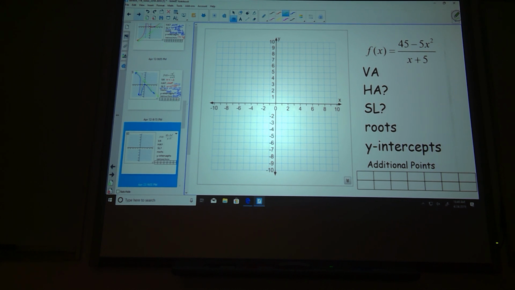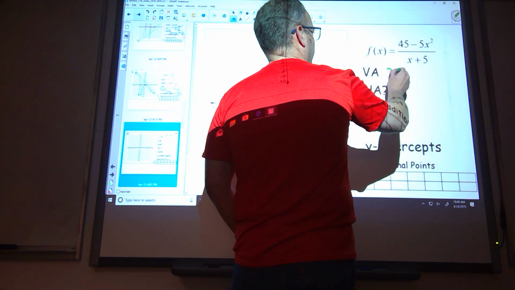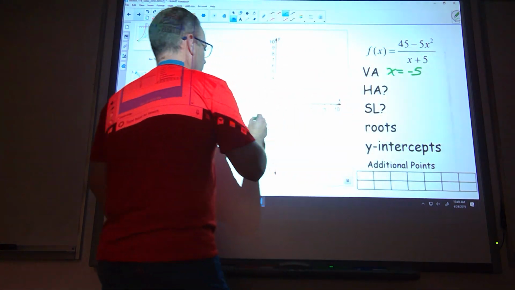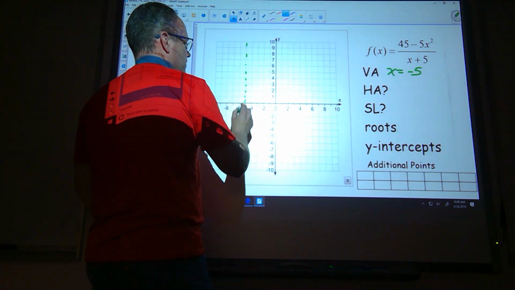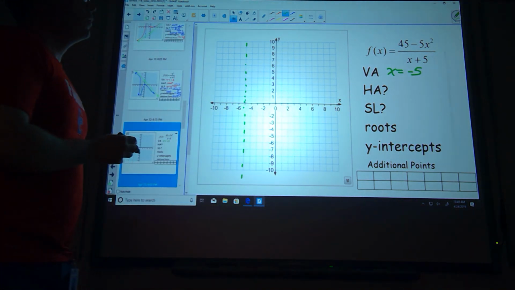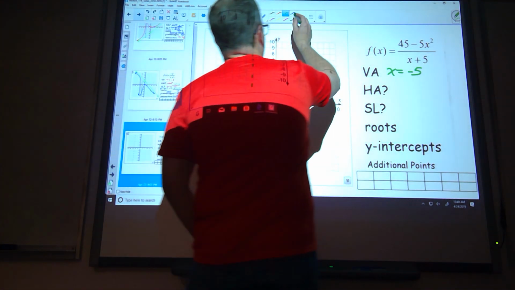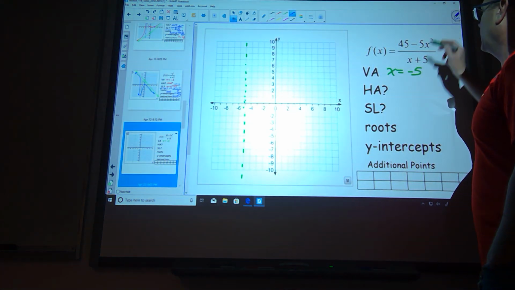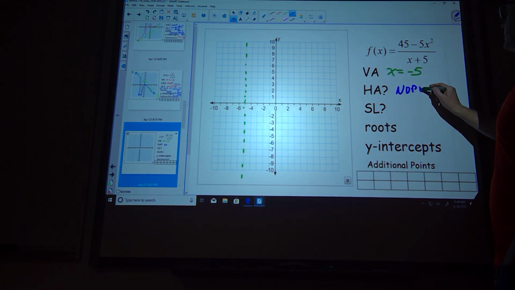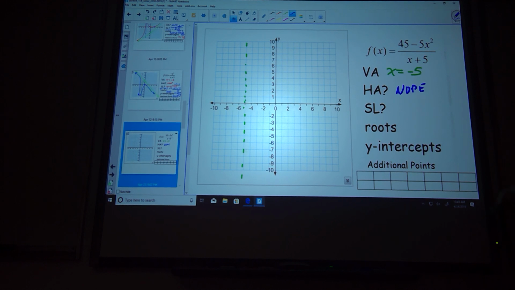All right. Vertical asymptote, x equals -5. Horizontal asymptote? No. Why not? Because it's bigger on top, so nope. I think nope is an official math term. Slant asymptote, sure. So I'm going to go x plus 5 into it. Just to make this easier, I would flip-flop it. Yeah, that's exactly right.